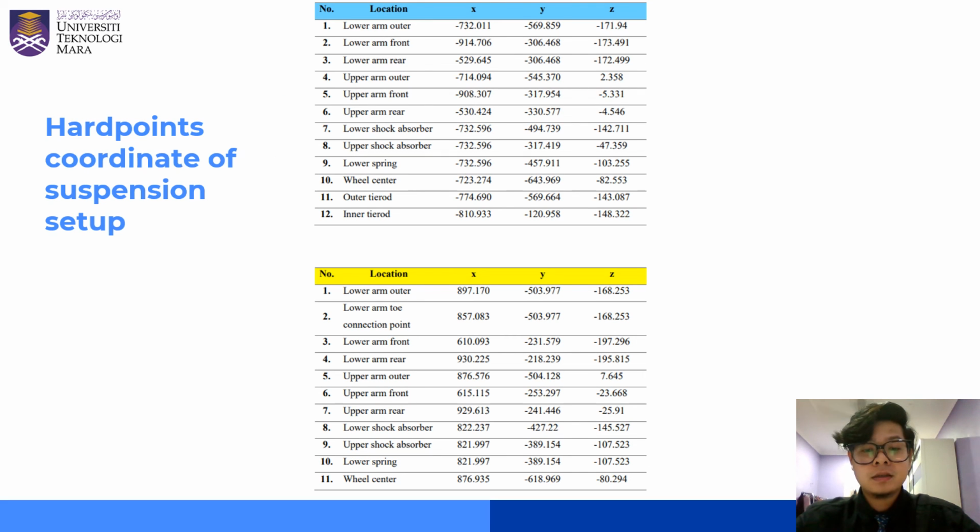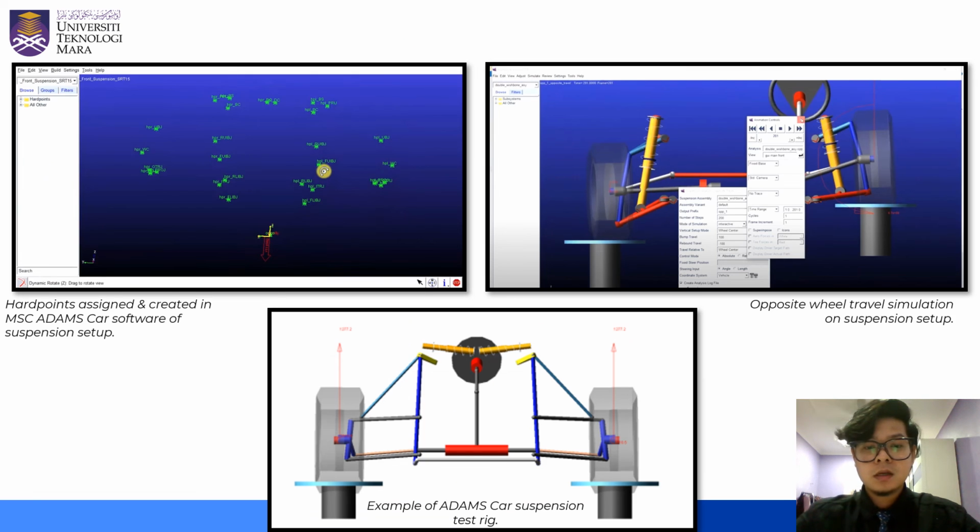These are the front and rear suspension hard points coordinate retrieved from the previous UiTM FSAE car. As you can see on the top left, those points are the hard points of each suspension components assigned and created in MSc Adams car software. Moving on to the top right is the opposite wheel travel simulation on suspension setup. Lastly, on the bottom is the example of Adams car suspension test rig.